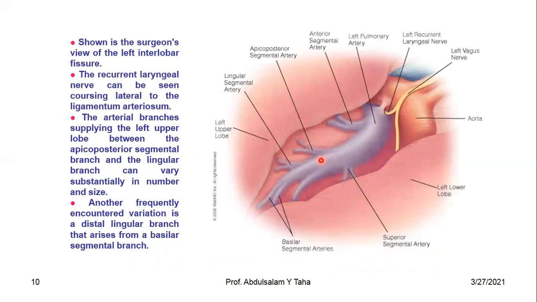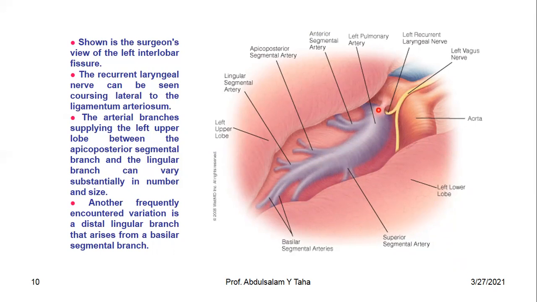Now on the left side, the anatomy is a bit different from the right side. If we look here, we can see the left upper lobe retracted anteriorly, while the left lower lobe is retracted posteriorly. And this is the arch of the aorta and the descending aorta. The left vagus nerve is giving rise to the left recurrent laryngeal nerve around the ligamentum arteriosum.